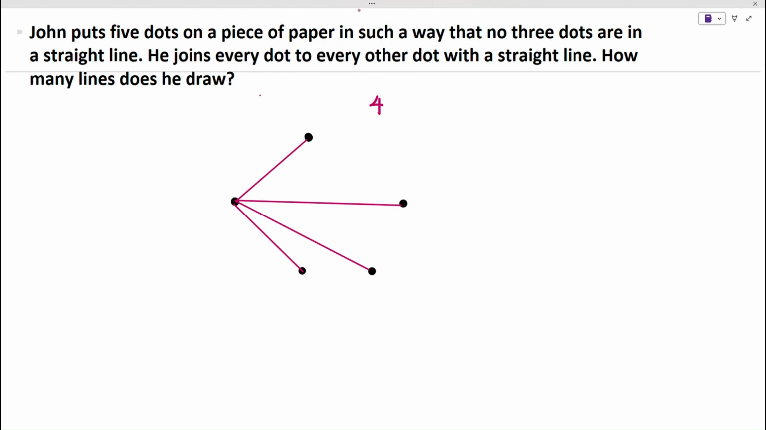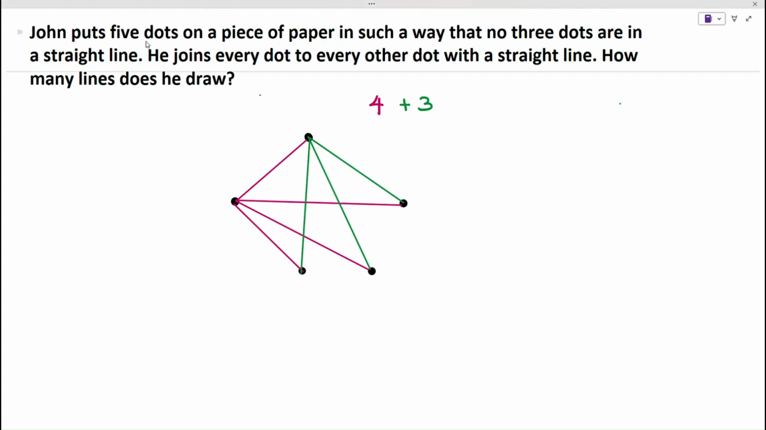Now, from our second dot, how many lines can we draw? So let's go clockwise now, and let's get our second dot. So how many lines can we draw from here? So we have our first line. We have our second line. We have our third line. Now, if you think about going back to the previous dot, you see that there's already a line there. So we can't count that. So we have 3 more extra lines.